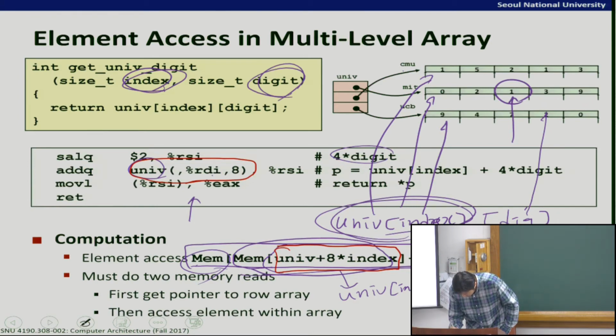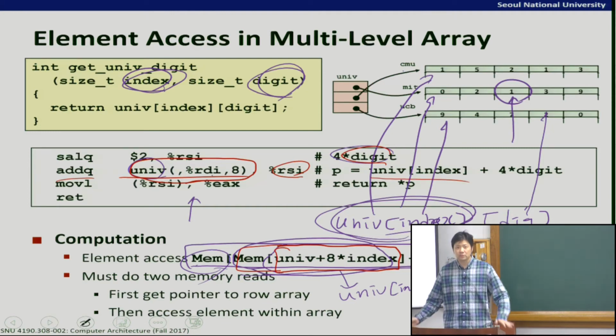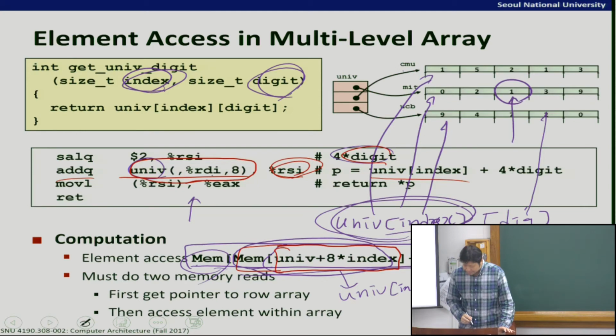And then we add the value in the memory, because this one actually accesses the memory. So value in the memory plus RSI. RSI is 4 times digit. So if you execute this instruction, the final value stored in RSI will be univ index plus 4 times digit, which is the exact location you want to access, right? And then we use this address as a pointer.